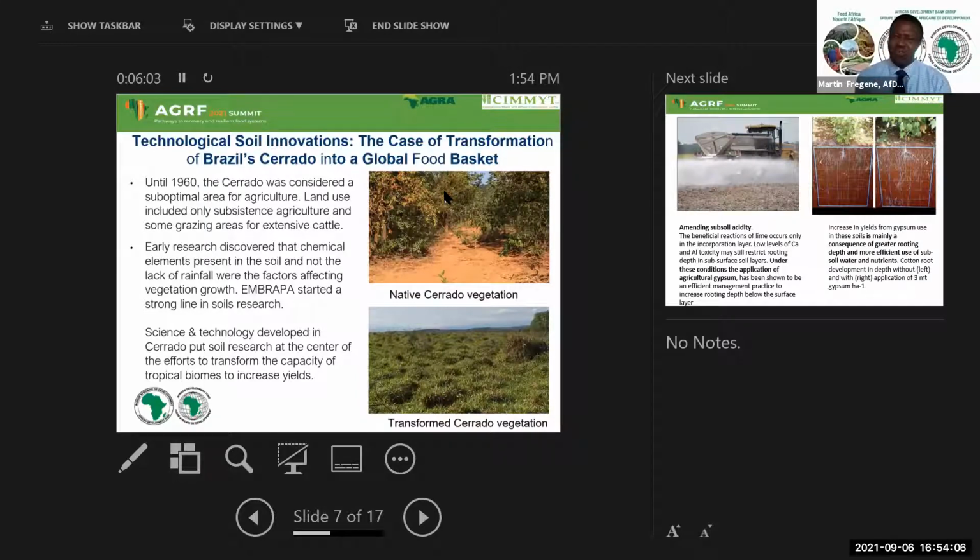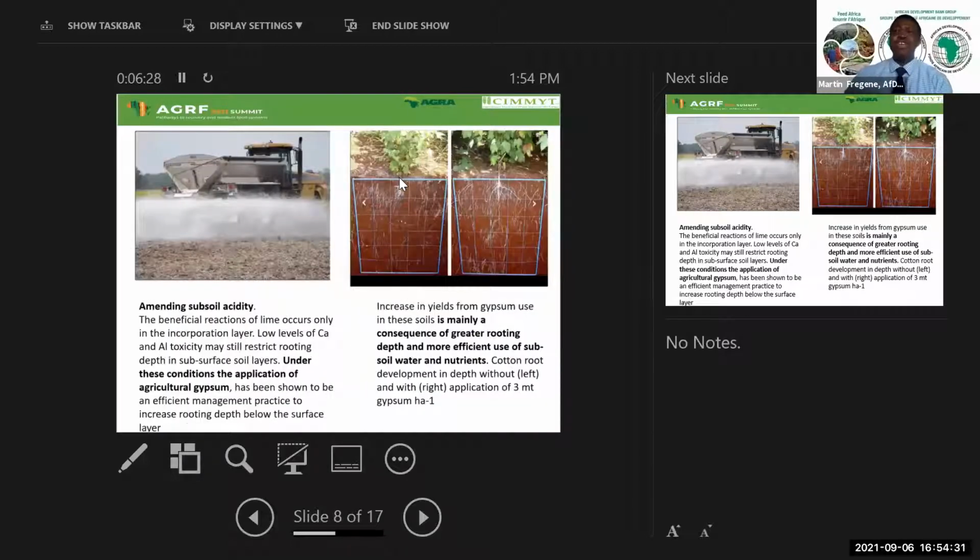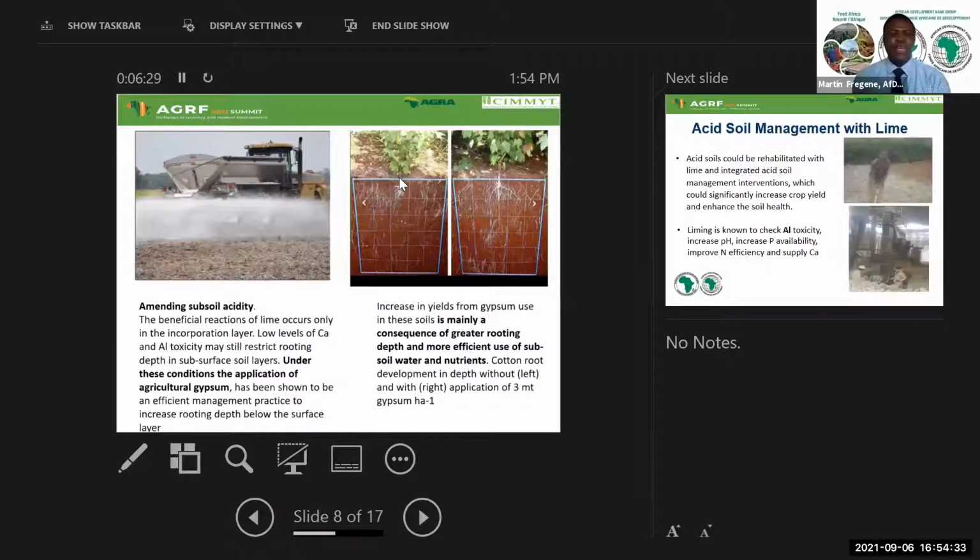Below is a transformed savanna. And the only difference between the up and down is just soil amendments. Lime followed by gypsum over several crop cycles, and then, of course, brachiaria. And you can see how you can change almost barren land into very, very fertile land. Africa needs this today. But it's not just lime, because as has been shown, if you really want nutrients to be accessible at the subsurface soil layer, you need something else.